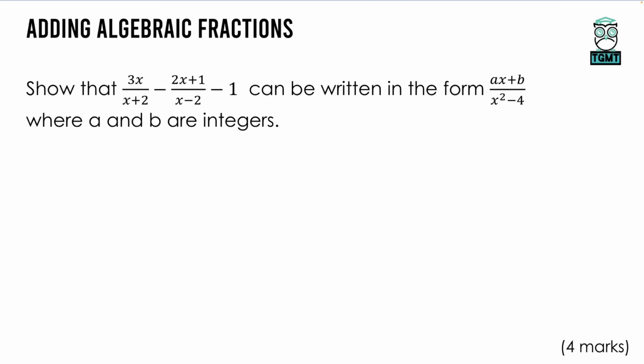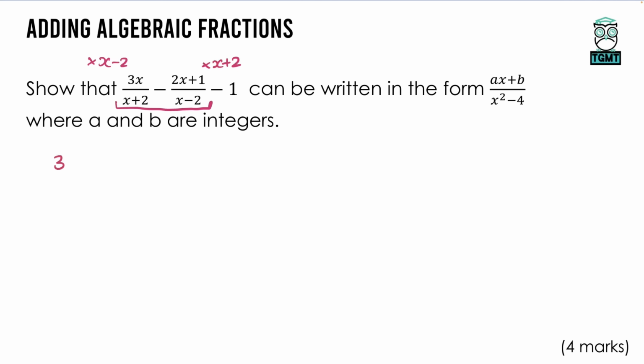So here we're going to first subtract these two fractions, and then we will deal with that subtraction of 1. So let's just start by doing those. Now we need a common denominator in order to subtract these. So that means we need to multiply this left fraction by x minus 2 and this right one by x plus 2, and that's on the top and the bottom.